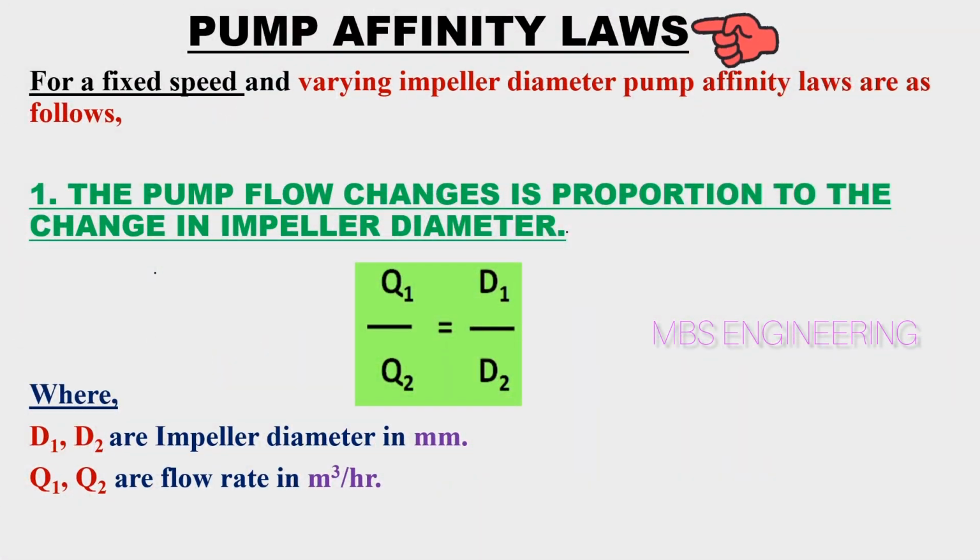Next, we learn about the formula for pump affinity laws. For a fixed speed and varying impeller diameter, pump affinity laws are as follows. The first affinity law: the pump flow changes in proportion to the change in impeller diameter. The pump flow, Q1 divided by Q2, is directly proportional to its impeller diameter, D1 divided by D2. Where D1 and D2 are impeller diameters in mm. Q1 and Q2 are volumetric flow rates in cubic meters per hour.